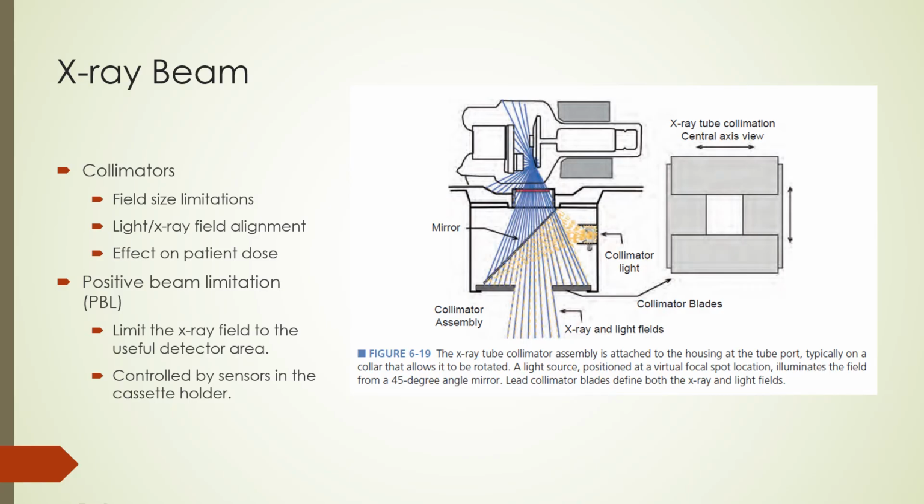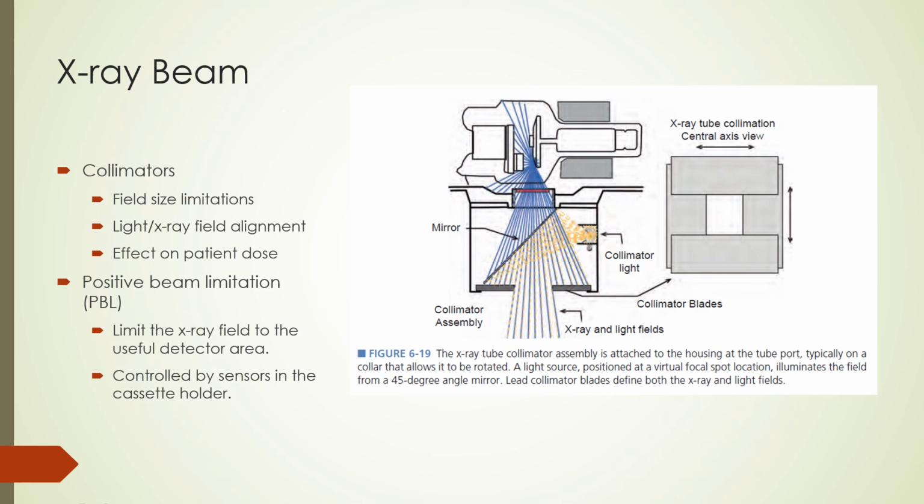Another safety feature is beam collimation. The X-ray beam area is limited by the use of collimators. Collimators are shown in the figure on this slide. The collimator area is indicated by a light field that projects onto the detector. The light field and X-ray field are aligned to coincide. This is done by using mirrors in the collimator. Collimators limit the X-ray beam to the region of interest. This protects the patient from receiving radiation in areas that are not of clinical interest.